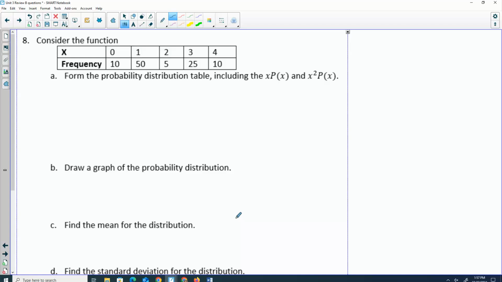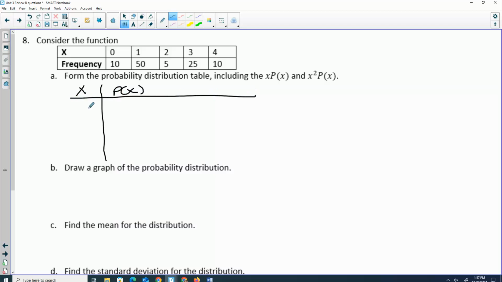All right, number 8. Consider this function. Form a probability distribution table, including x times p of x and x squared p of x. So the probability distribution is just your x and your probability. But we did those other columns when we were finding mean and standard deviation by hand, so I went ahead and told you to put them in here to practice.